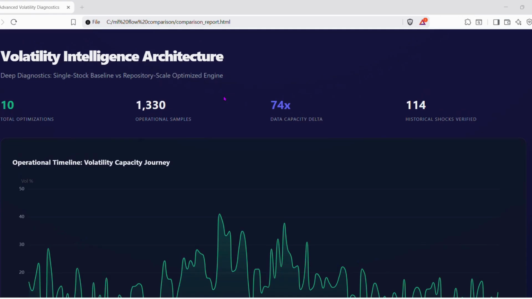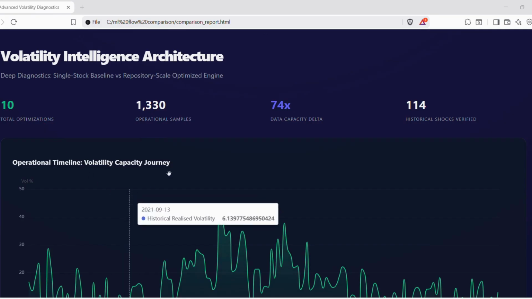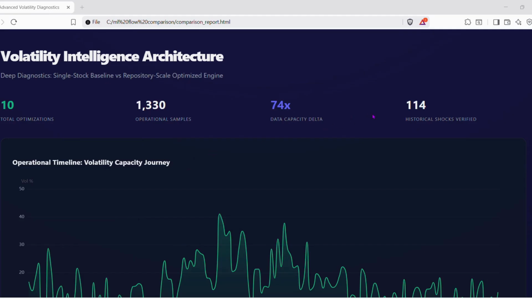So what we realize is that since we improved the data capacity by 74 times, there were 10 total optimizations done. That is, in general, 10 metrics were improved because we improved the data set's volume. This helped us reduce the data starvation problem that we had faced with the 18 data points. What we also did is that in the initial sample of n equal to 18 data points, we did not observe any historical shocks. However, when we expanded our data set, we recorded 114 shocks.